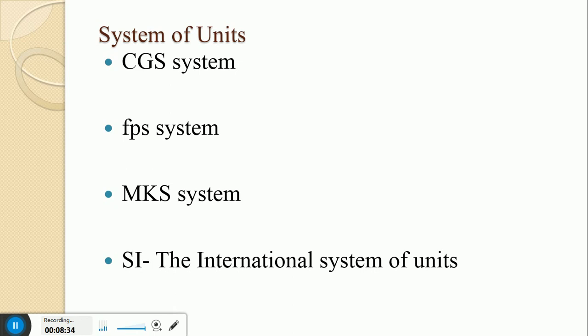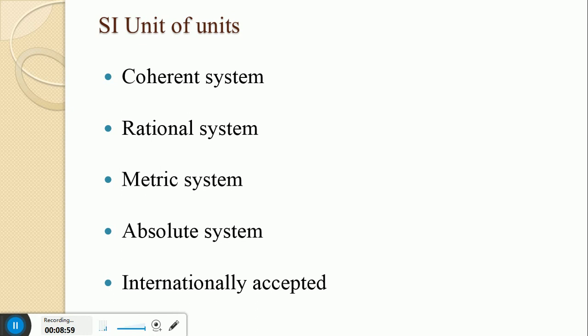On this basis, there are 3 systems. CGS, in which C is for centimeter, G is for gram, S is for second. FPS, foot, pound and second. MKS, meter, kilogram, second. And the best of these, MKS, is now internationally accepted and is known as the SI system of units. Now why did we create the SI system? Because it is coherent, rational, metric, meaning it can easily be represented in powers of 10, absolute, and it is internationally accepted.